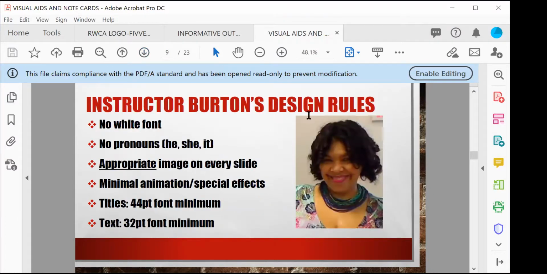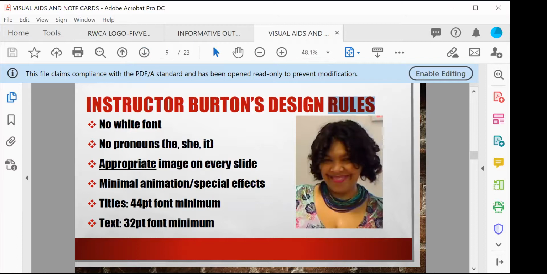Here are some of my rules, and these are important for you to know. There are rules and there are suggestions. These are rules. No white font. No, no, no. It is really tough on people with astigmatism. Sometimes if you choose one of the blue backgrounds, white will come up automatically. I will deduct points if you use white. It's tough on people's eyes. There are other colors you can use, so no white font.